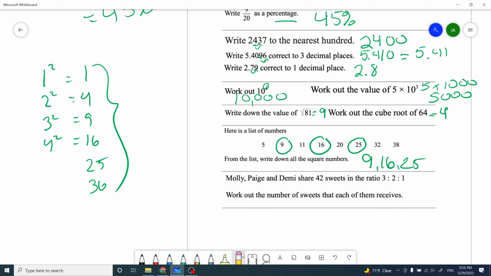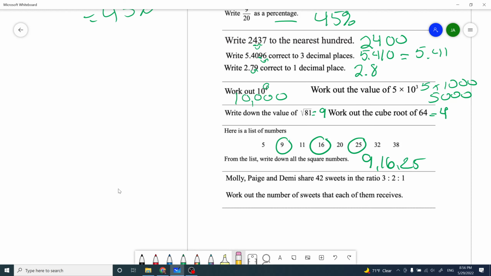Okay, last one on this page, almost done. Molly, Paige, and Demi share 42 sweets in the ratio 3 to 2 to 1. You need to work out how many sweets each of them receives. So the way that we share in a ratio, we're going to take our ratio. First, we're going to add up all the numbers together. 3 plus 2 plus 1, this is going to give us 6.